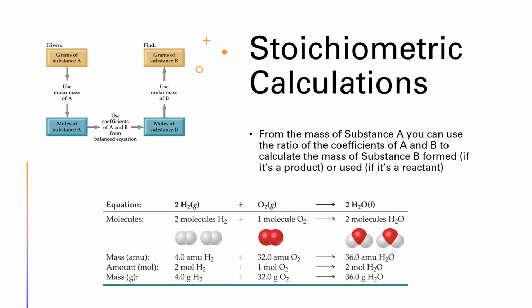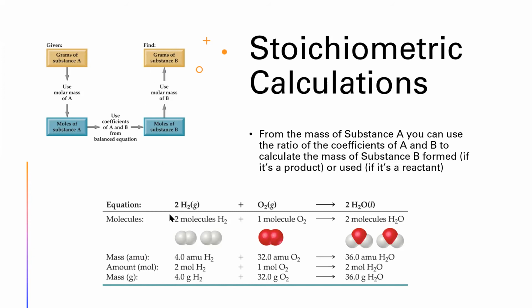This is the basis of a stoichiometric calculation. The main idea is that you use the mass, the molar mass, or the moles of a certain substance to calculate the moles or the mass of another one.